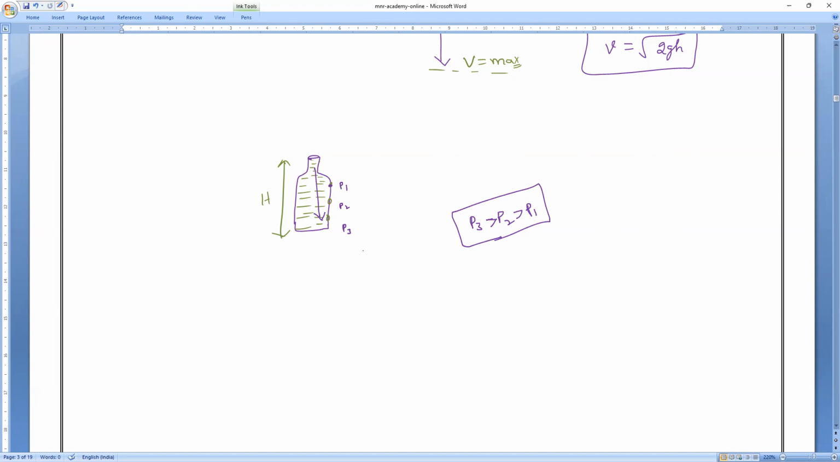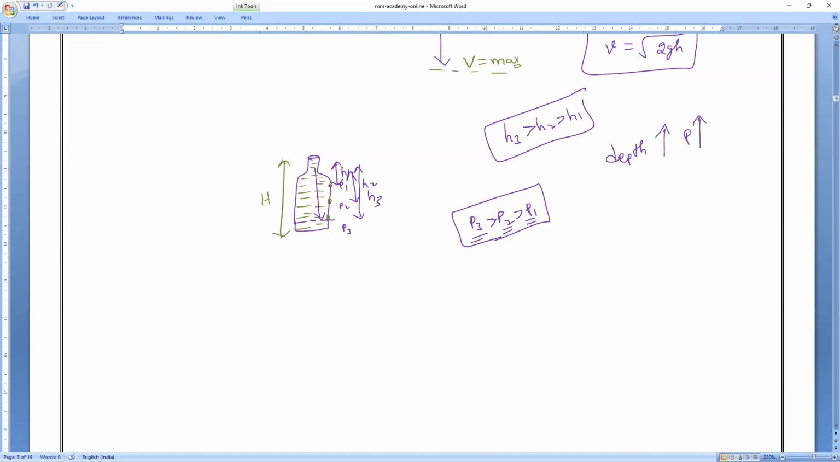Yes. Now for P1, for this baseline, let me take that height as H3. For P2, for this baseline, H2. For P1, for this baseline, H1. So now if you notice, H3 is greater than H2 is greater than H1. So that is why P3 is greater than P2 is greater than P1. Because as depth increases, the pressure also increases.